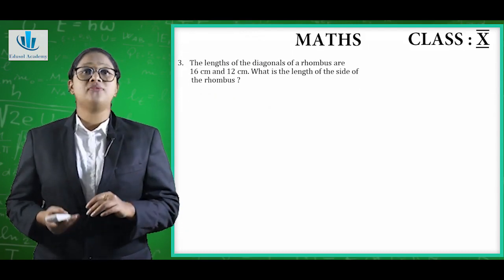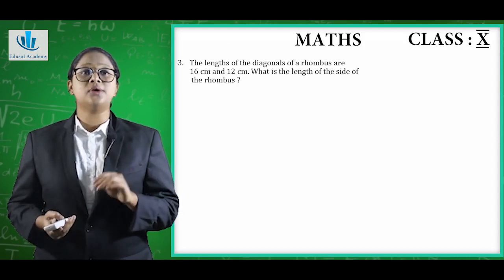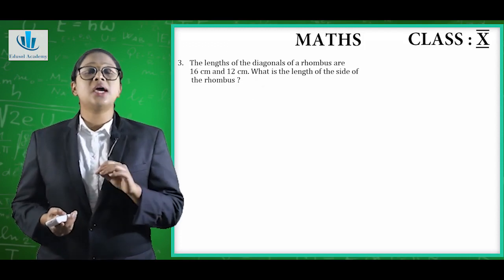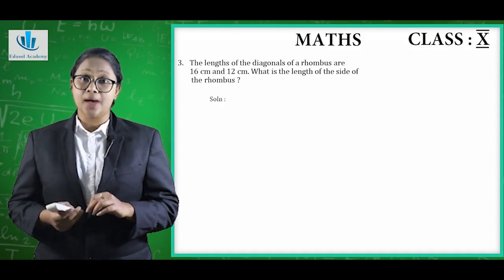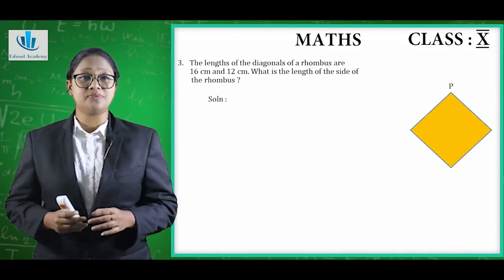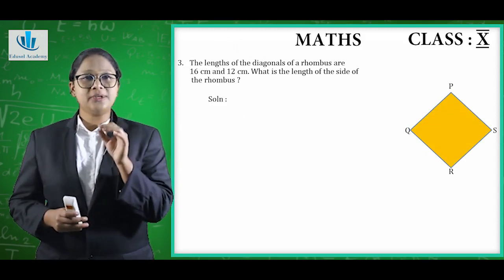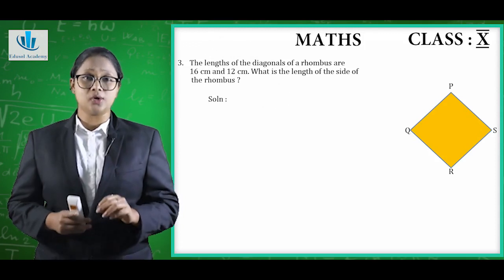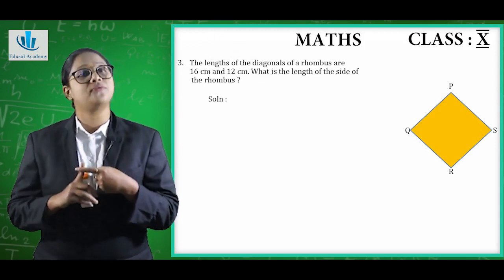The lengths of diagonals of a rhombus are 16 centimeter and 12 centimeter. Then the length of side of the rhombus is what we have to find. Now we have to remember the properties of rhombus as well, properties of diagonals to be precise. So the property of diagonals of a rhombus is that in a rhombus the diagonals are perpendicular bisectors of each other.